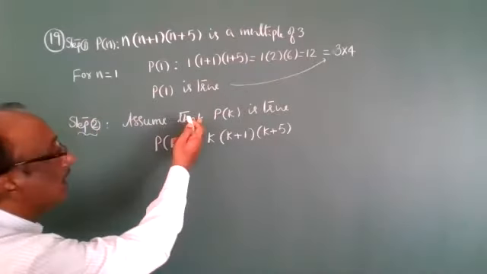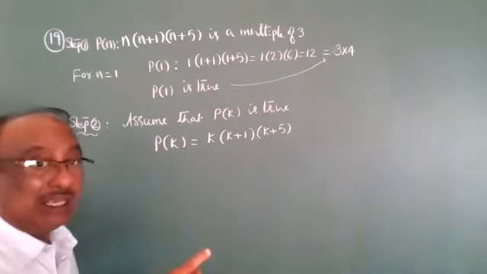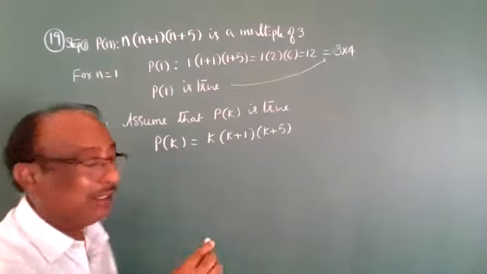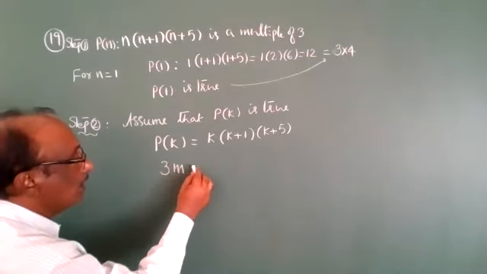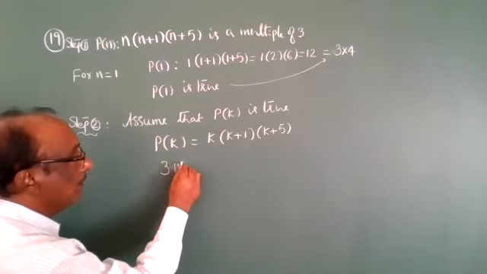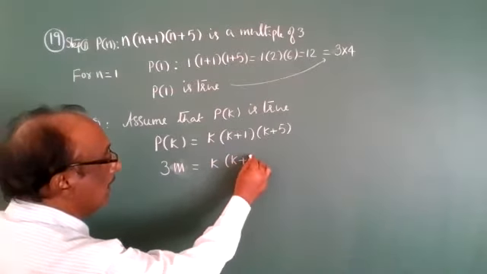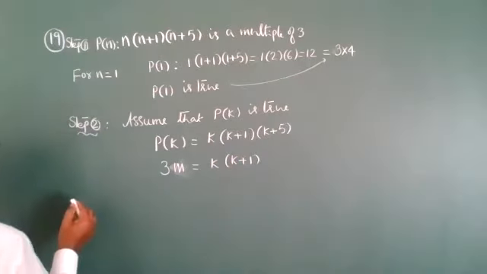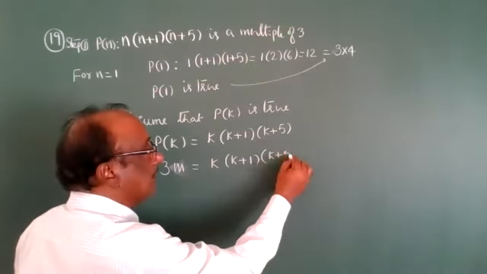P of k, we already said, is true, which means P of k is 3 into some number. So in place of P of k, write 3 into some number. That number I am writing as m, so k into k plus 1 into k plus 5 is 3m. Once again I am explaining this point.